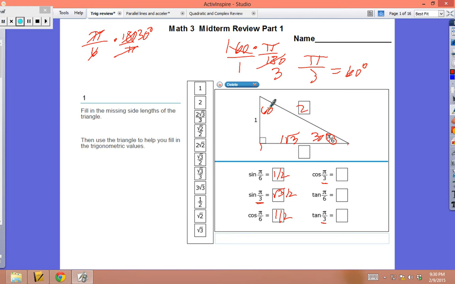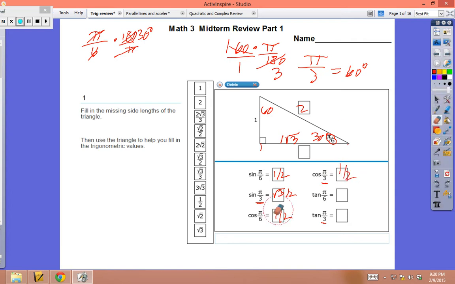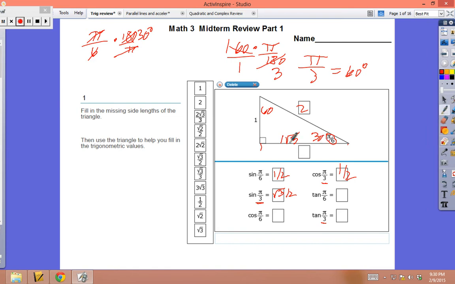Pi over 3, that's 60. Wait, I think I messed up. Cosine of pi over 3 is 60. This is the one that's 1/2. This one right here, cosine of pi over 6, is actually my 30 degrees. So cosine is adjacent over hypotenuse, so that should be square root of 3 over 2.